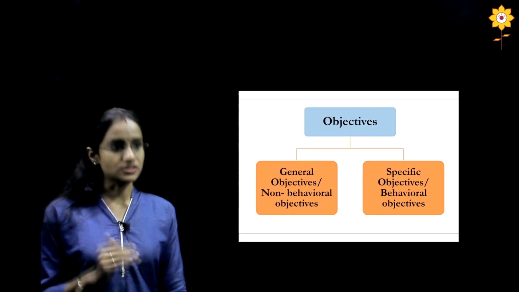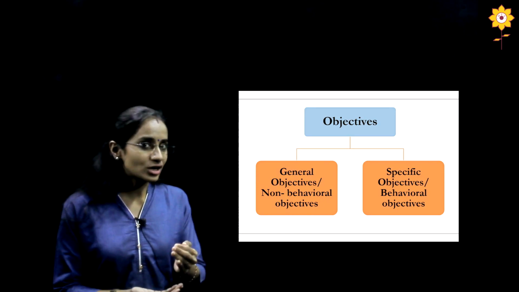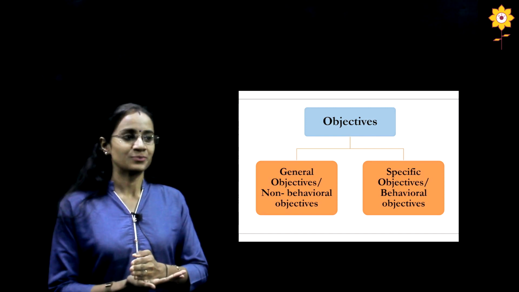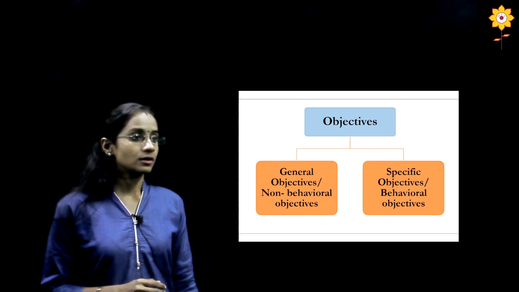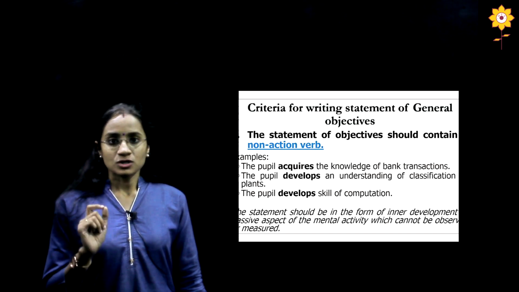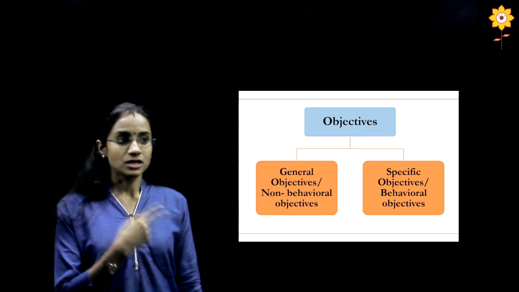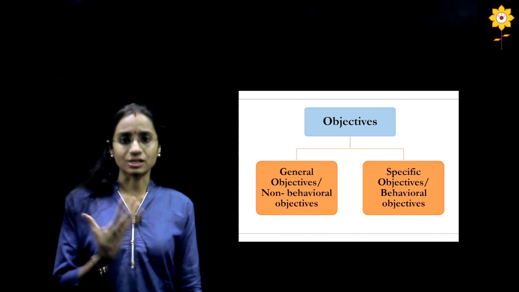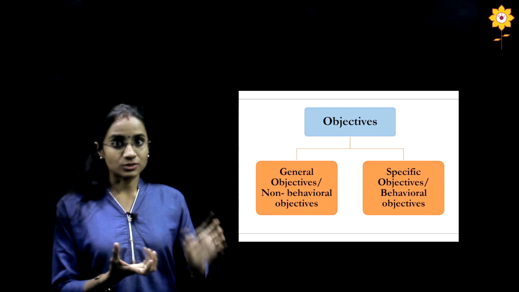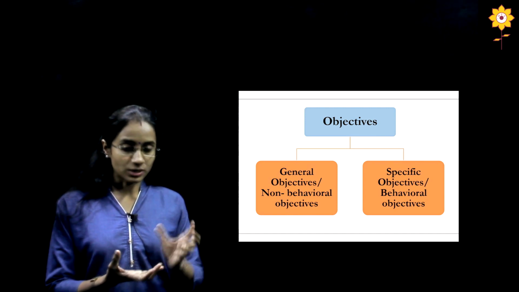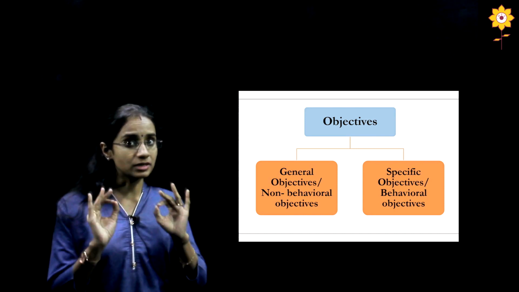One is general objectives, which is also called non-behavioral objectives. Why it is called non-behavioral objectives, we'll learn ahead. Okay, and then we have specific objectives, which are behavioral objectives. Okay, so as I told you, it is non-behavioral here, right? It is non-behavioral because certain actions cannot be measured or it can't be seen. So they are in general what you write. Okay, so when you frame objectives, this point of being non-behavioral will become clear in your mind.